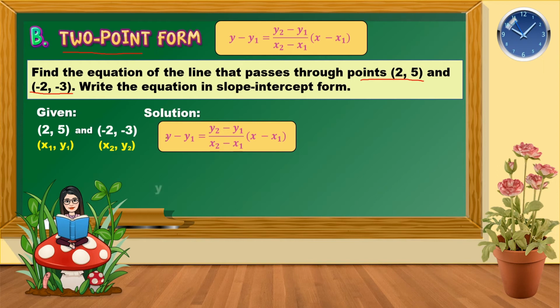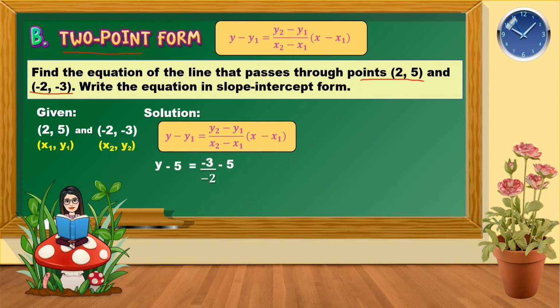So, si y, rewrite lang, minus y sub 1. So, hanapin lang natin si y sub 1 dito. Si y sub 1 natin is this one, which is 5. So, therefore, minus 5 equals, ang y sub 2 natin, where is our y sub 2? So, eto siya, negative 3. So, lagay lang natin negative 3. And then, minus y sub 1. Where is our y sub 1? Ayun, 5 ulit. So, since minus siya, lagay natin ay minus 5. Okay? All over, ayun. Ang x sub 2 natin is negative 2.